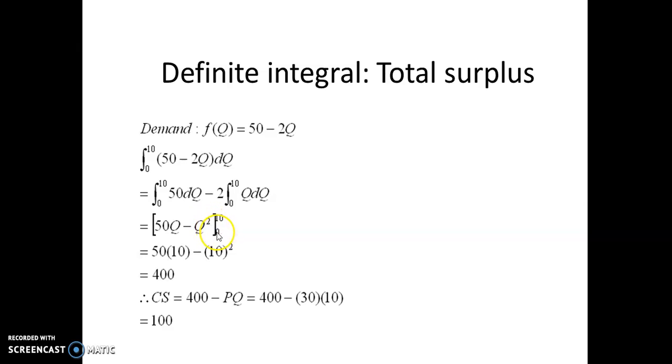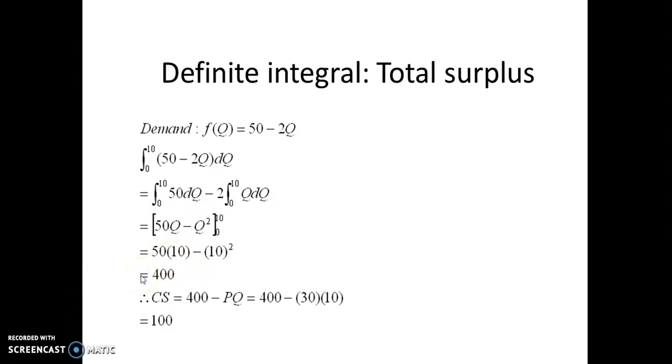Now I need to evaluate at my limits. So you first evaluate at the upper limit, and the upper limit is 10, and therefore you would get an answer of 400. Of course, if you evaluate at the lower limit, if you substitute 0 in for the q's, you just get your 400 minus 0, so hence that area is just 400.